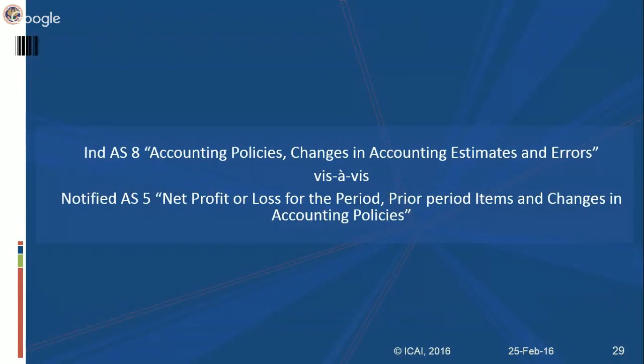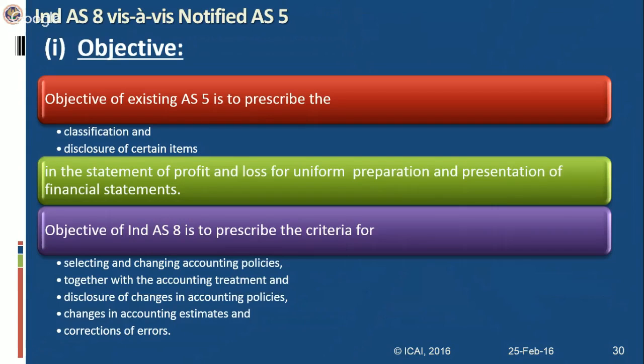Now come to Ind AS 8, accounting policies, changes in accounting estimates and errors vis-a-vis notified AS 5, net profit or loss for the period, prior period items and changes in accounting policies. What is the objective of existing AS 5? First of all, let us understand some of the basic provisions of existing AS 5 itself to make the comparison of AS 5 with Ind AS 8.